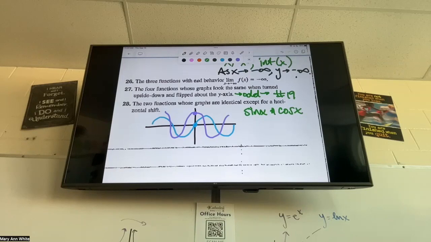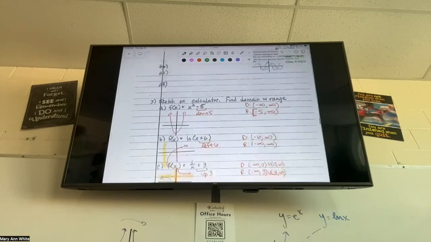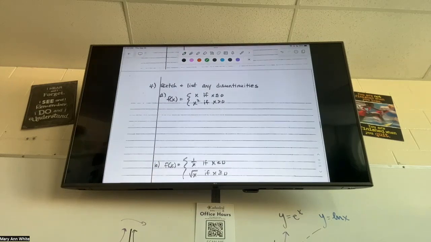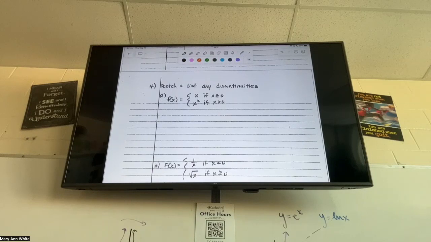Okay, we're going to jump to the last problem on this, number 4. We're going to do our piecewise, and then we can talk about the quiz, and then you can work on your homework. Have you guys done piecewise? Does that sound familiar? Piecewise function? Yeah, you did it last year. Okay, cool. We've got some pretty basic piecewise right here. We'll do more practice in the next couple days, but these say sketch and list any discontinuity.